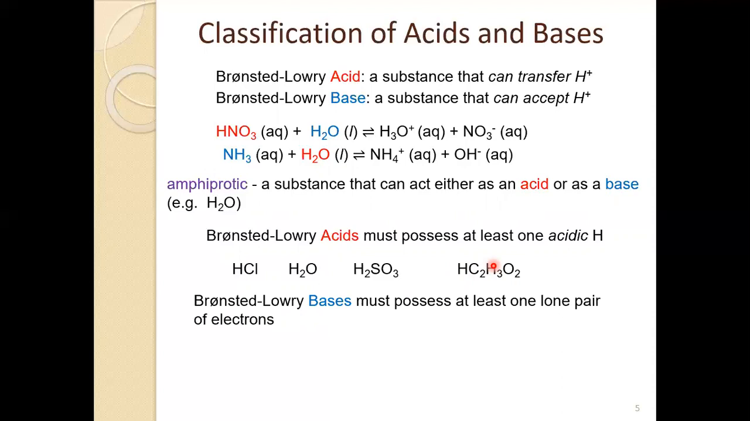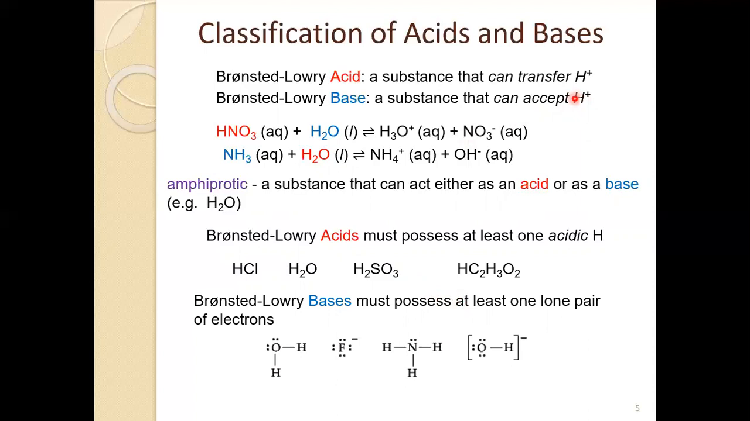So acids must have at least one acidic hydrogen. And we see with water, water does have one acidic hydrogen, and so it is able to act as an acid in certain circumstances. Whereas bases, their structural feature is that they must possess at least one lone pair of electrons because they're able to accept a hydrogen ion.